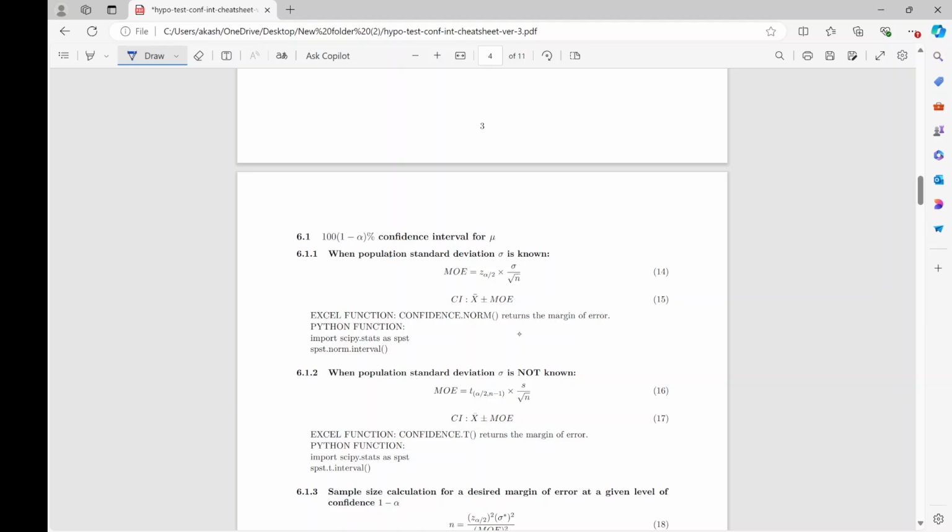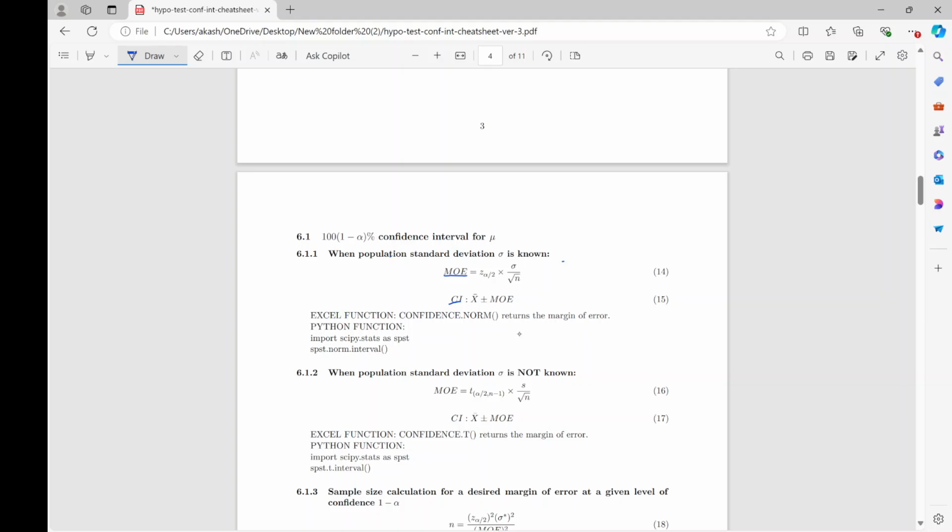If population standard deviation is given, that means sigma is given, and you also know the sample size, so you can calculate sigma by root n. This is called standard error. If it is population, we will calculate z alpha by 2. If alpha is, let's say, 5, we can calculate z alpha by 2. Multiplying both of these, we can calculate margin of error. To calculate confidence interval, it will be just x bar plus minus MOE.